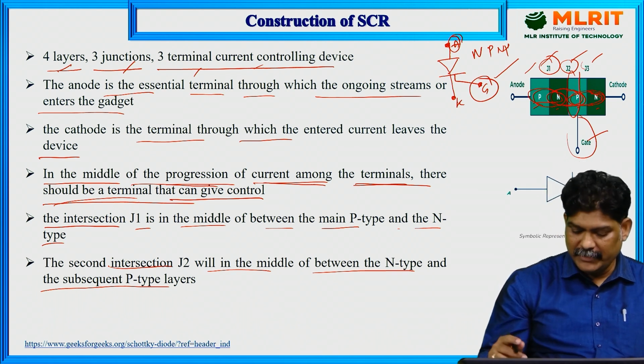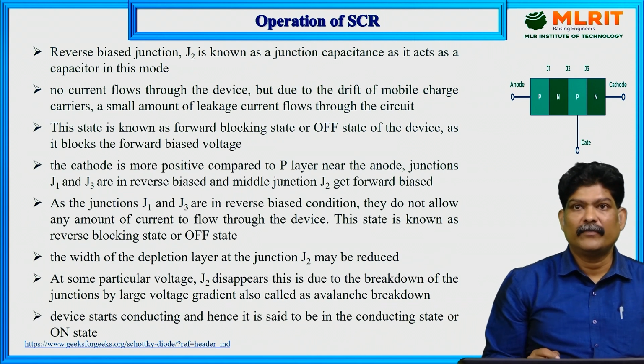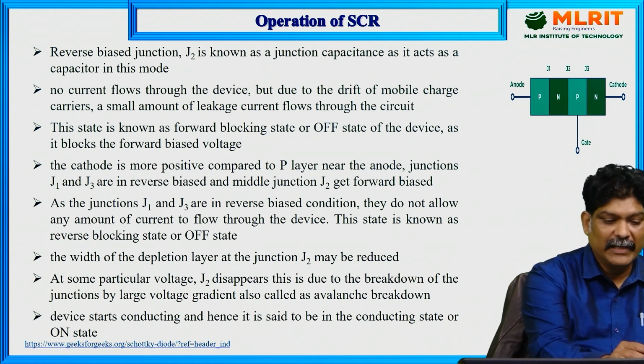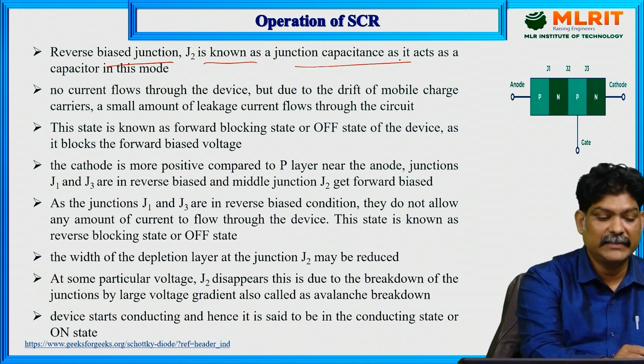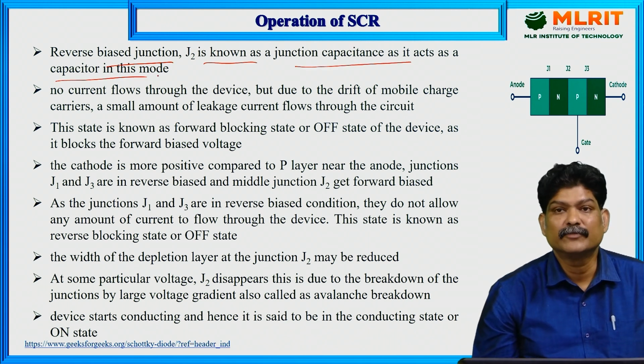Now let us see how it works. Operation of SCR. The reverse biased junction J2 is known as the junction capacitance, as it acts as a capacitor in this mode.